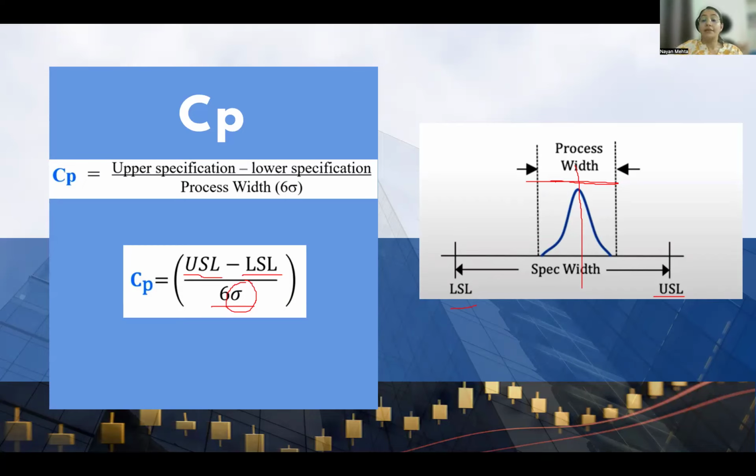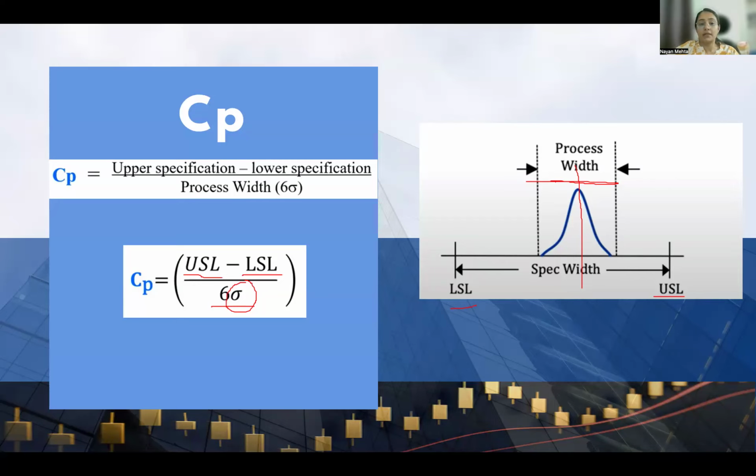Okay. Now, if the variation is narrower than the box, CP will be larger than 1, which means that the potential capability is good. Now, if the variation is wider than the box, CP is going to be less than 1, which means that the process is not capable. You now understand how to calculate CP and how the result of CP will help us in interpreting the outcome.